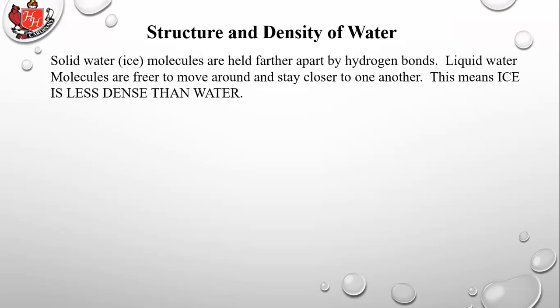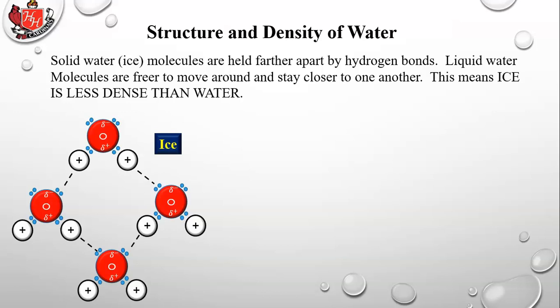So solid water, ice molecules, are held farther apart by hydrogen bonds. Liquid water molecules are freer to move around and stay closer to one another. This means that ice is less dense than water. In other words, you have fewer molecules in a certain volume when you have ice than you do when you have water. In water, you have more molecules in that same volume, that same amount of space.